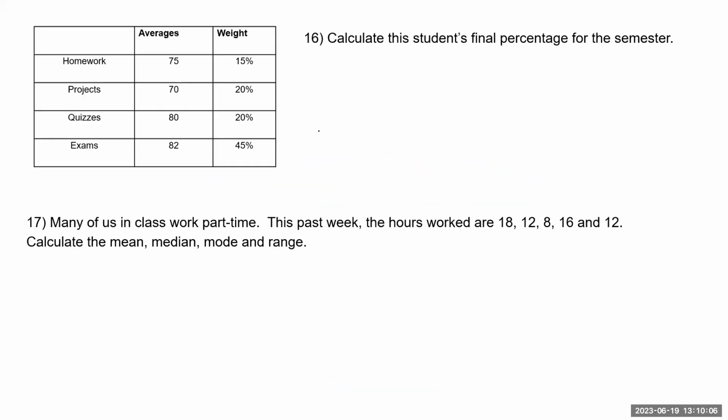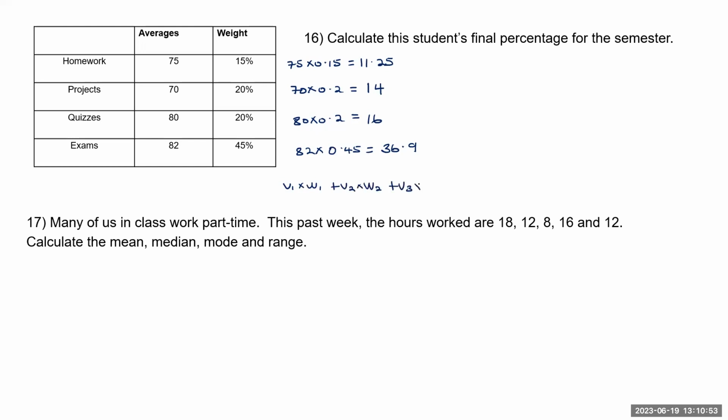We can also calculate the student's grade if we use weighted averages by percent. And so 75 times 0.15 is 11.25. So for weighted averages by percent, we take the value multiplied by the weight plus value times weight plus value times weight. So we can add all this together, and that gives us a student's total grade of 78.15%.